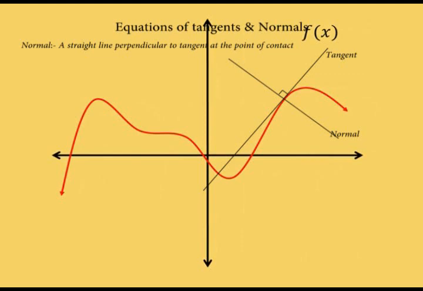So the first clue is that the normal and the tangent have the same coordinates at the point of contact. Second clue, for perpendicular lines, gradient 1 times gradient 2 is equal to negative 1. Remember, the gradient of the tangent is equal to the gradient of the curve at the point of contact.